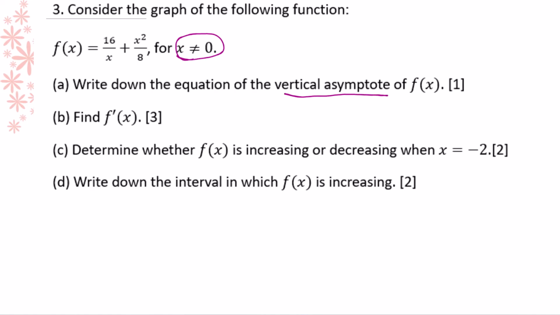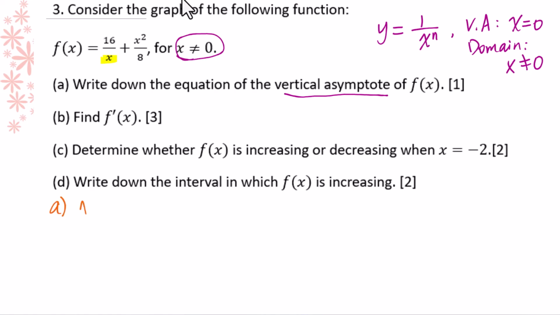For vertical asymptote line, for AISL level, we only deal with y equals 1 over x to the nth power. Vertical asymptote line is x equals 0. Domain is x is not equal to 0. Check the denominator. We have x as the denominator. So, for A, x equals 0.